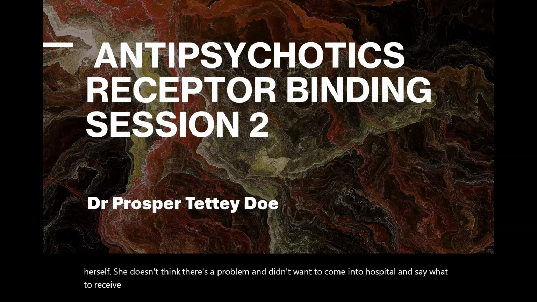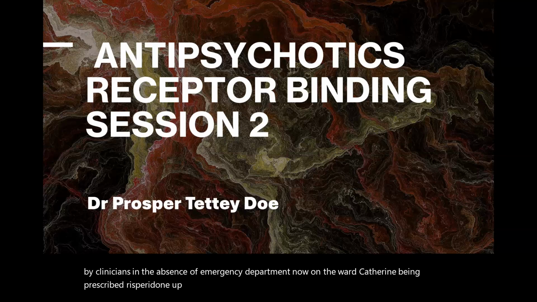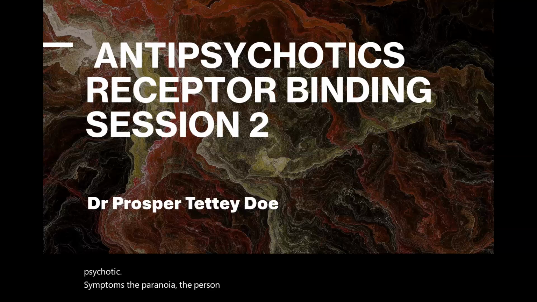So eventually she was brought into treatment. The decision was made for her by clinicians in the accident and emergency department. Now, on the ward, Catherine's been prescribed risperidone up to 3 milligrams once daily. And after about 3 weeks, those psychotic symptoms, the paranoia, the persecutory delusions, the ideas of reference, have melted away to an extent where she's able to be discharged home.